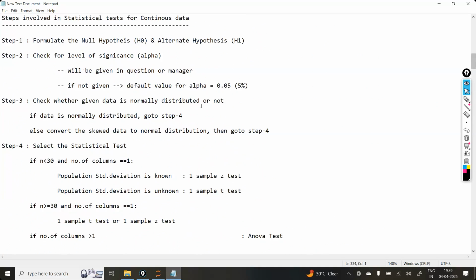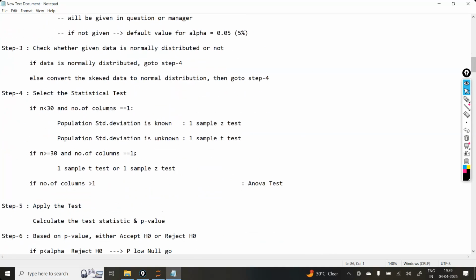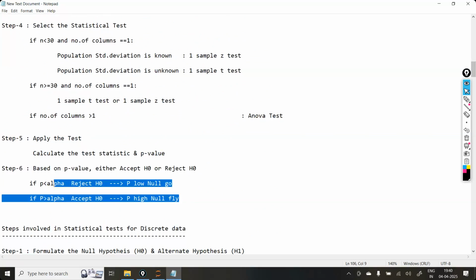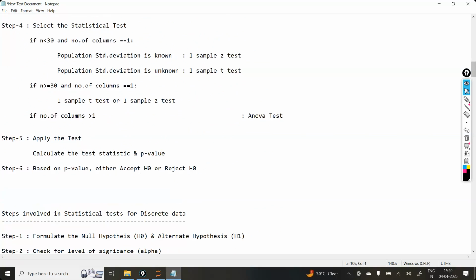By default, it is normally distributed. We are going to draw the normal distribution diagram, and also write which side the rejection area is on, followed by selecting the test. After selecting the test, we apply the test. Apply the test means take the formula, substitute the values, and calculate the test statistic value, and from that the p value. After calculating the p value, based on the p value, either we accept or reject the null hypothesis.